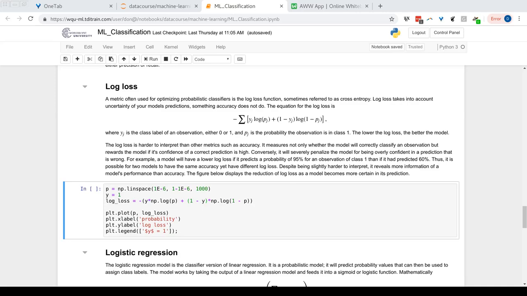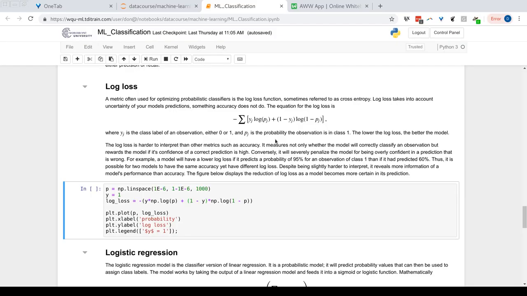Log loss, or cross entropy, is another metric you can use for probabilistic models. What log loss does is take into account the uncertainty of your model's predictions. This is something that accuracy does not do. So the equation for log loss is here.